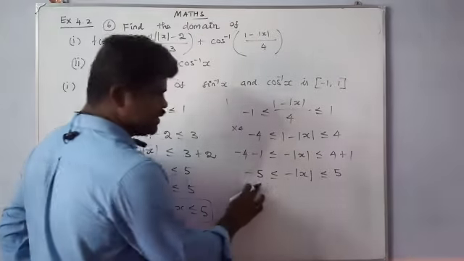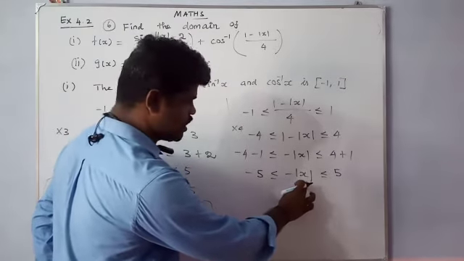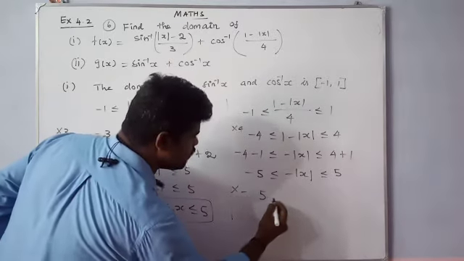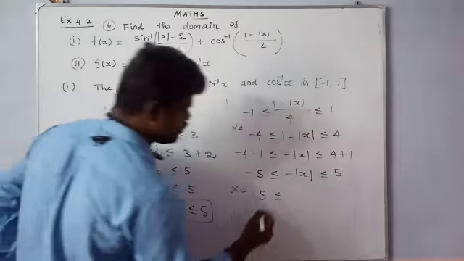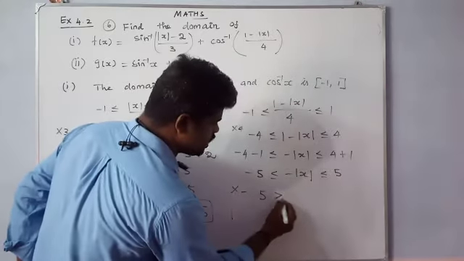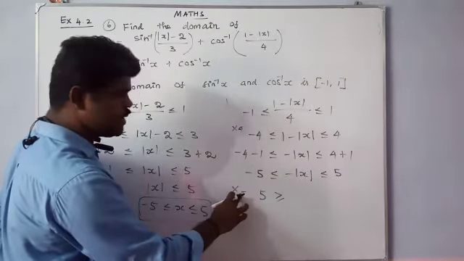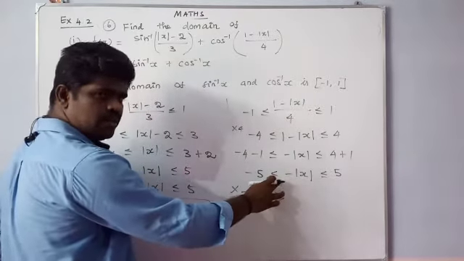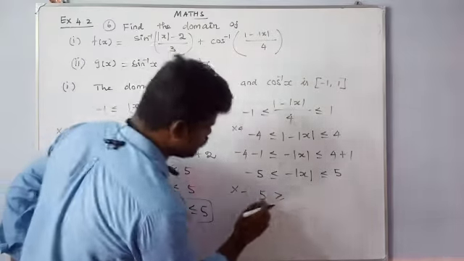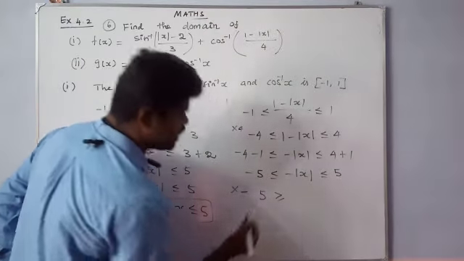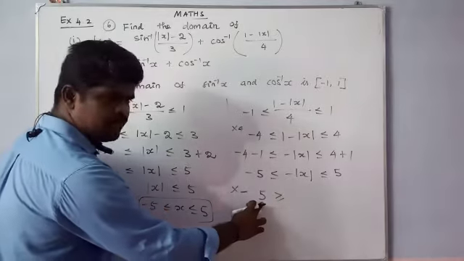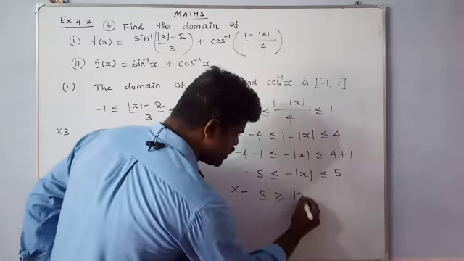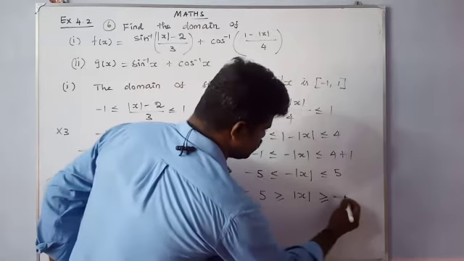This is minus modulus x, so we want to multiply by minus. So what is the value? Here plus 5 greater than or equal to, because if we multiply by minus, the inequality must be changed. If less than, it will be changed to greater than. So we multiply by minus here, the answer will be plus 5. The less than or equal to will be changed to greater than or equal to: modulus x greater than or equal to minus 5.